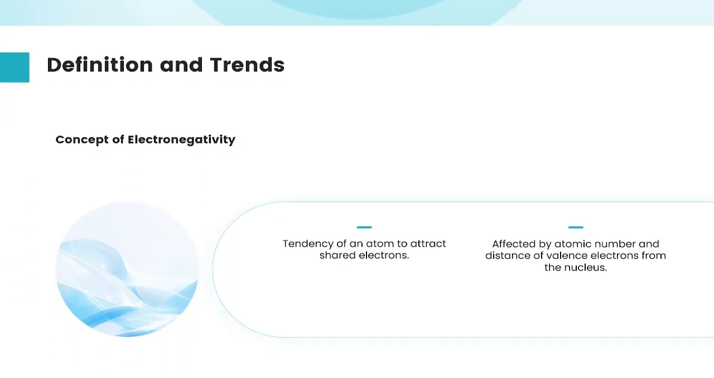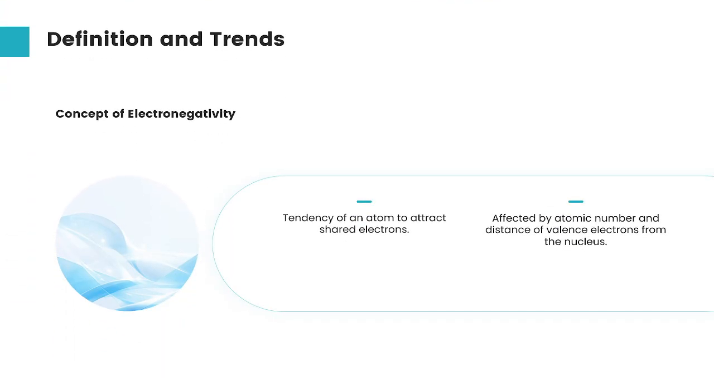Electronegativity. The concept of electronegativity is the tendency of an atom to attract the shared pair of electrons in a molecule, which is affected by atomic number and distance of valence electrons from the nucleus.